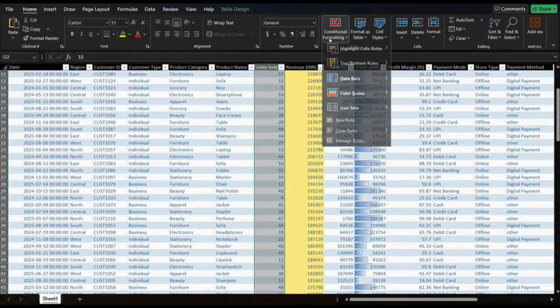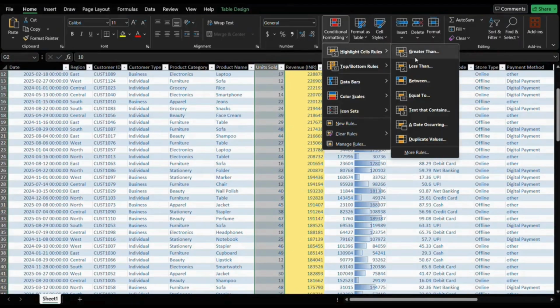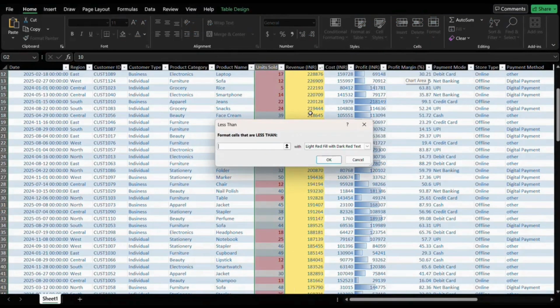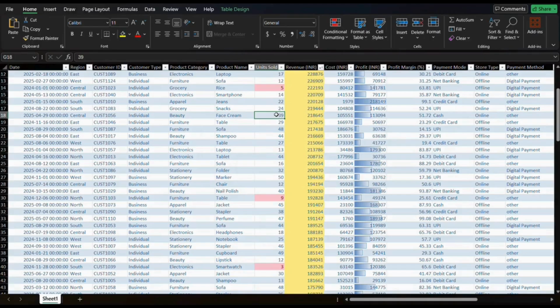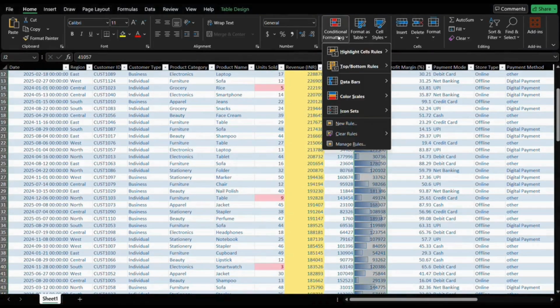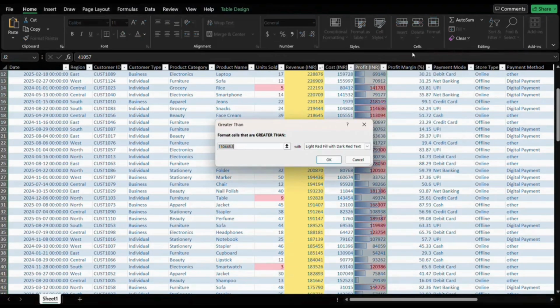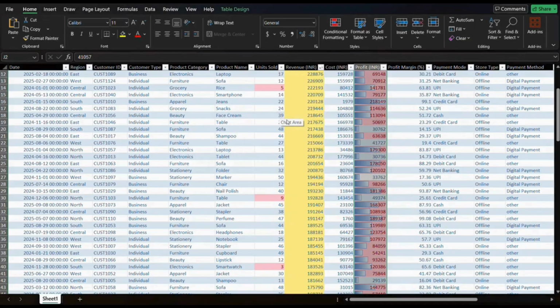Now, we have applied two targeted KPI highlights. First, transactions with units sold less than 10 are flagged to identify low volume sales. Separately, any transactions with profits greater than 50,000 rupees are spotlighted as high value successes.